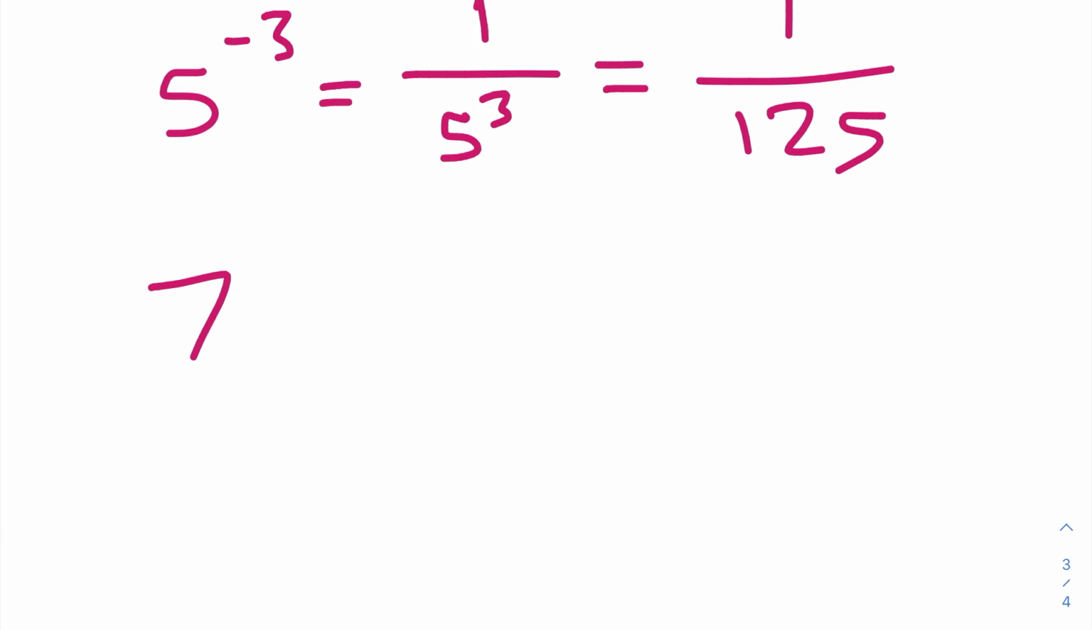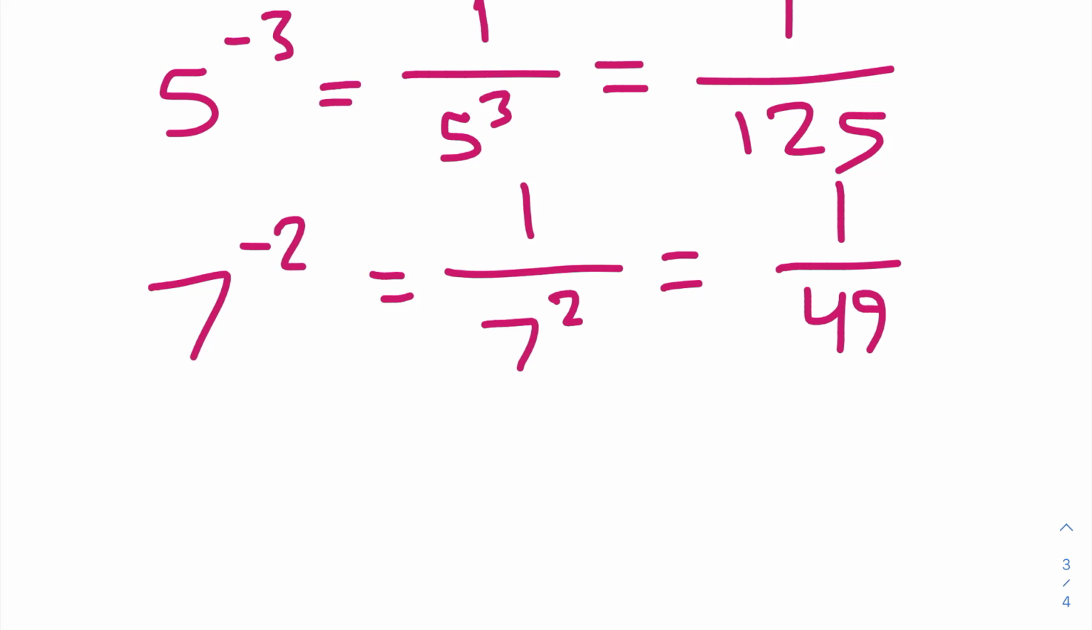Let's do 7 to the power of negative 2. Yet again, we remember when we look at this negative sign right here, to take the reciprocal. So we get 1 over 7 to the power of 2, which is equal to 1 over 49.